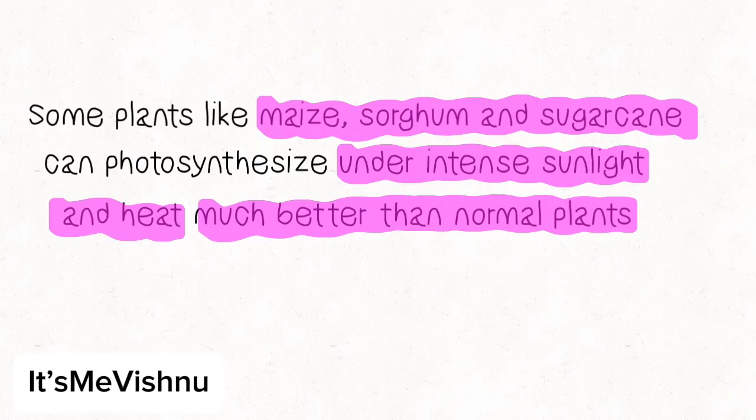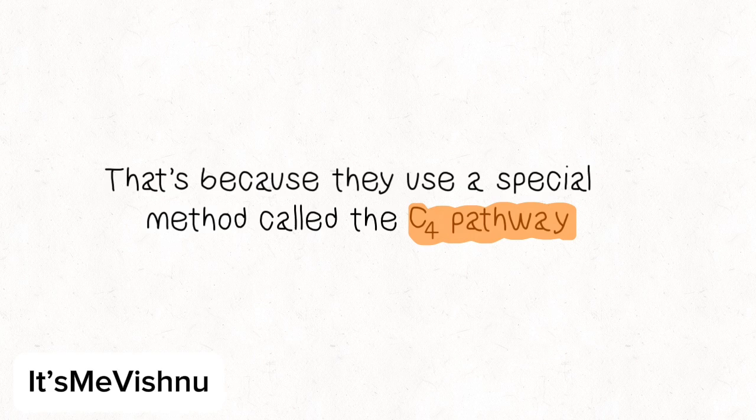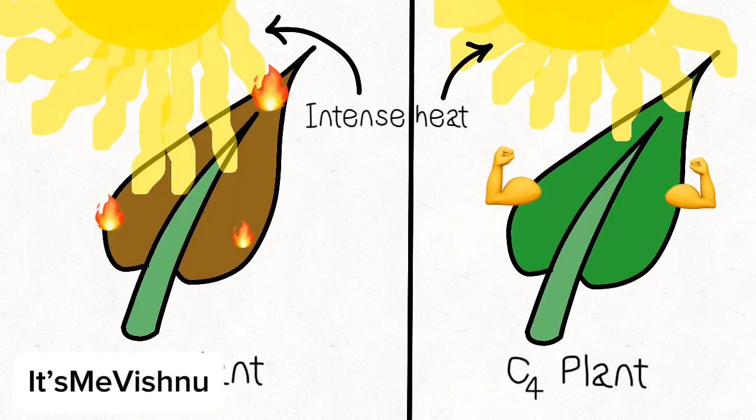Some plants like maize, sorghum and sugarcane can photosynthesize under intense sunlight and heat much better than normal plants. That's because they use a special method called C4 pathway. Unlike ordinary C3 plants, C4 plants are adapted to hot, dry environments. They grow faster, waste less energy and produce more biomass. But how? Let's look inside the leaf.